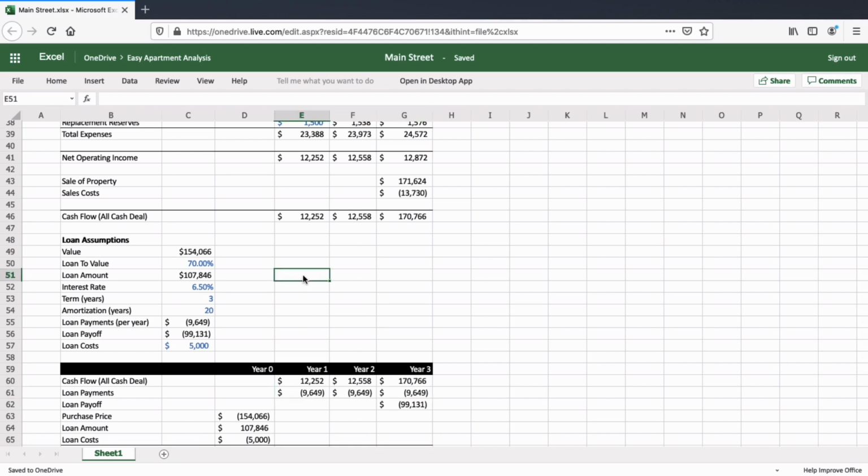I'm going to write a little note right here, DSCR. And then here I'm going to write equals negative net operating income divided by loan payments. I used the negative because I want a positive number and we're dividing by a negative number.